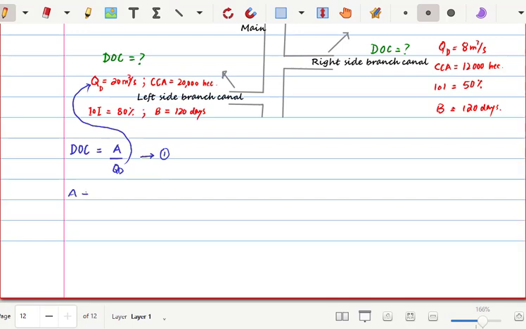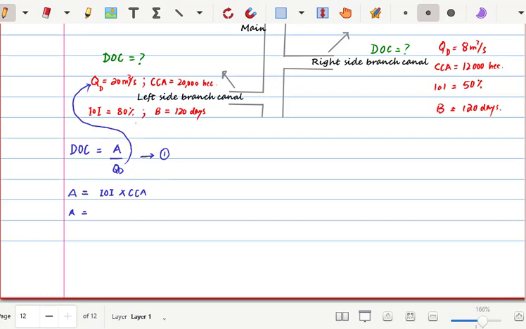We have a formula, right? Area to be irrigated is equal to IOI, intensity of irrigation, multiplied by cultivable command area. This is the formula we have already discussed to find out the value of area to be irrigated. So area to be irrigated is going to be equal to IOI multiplied by CCA.